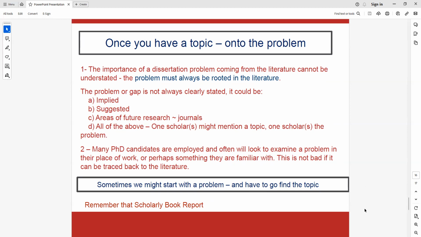The academic literature is where, when you have the topic, you will go on to the problem. We will, in another presentation, look at a problem, but I like to use the Sherlock Holmes as an example. Applied, suggested, reading between the lines, future research. Okay, but you don't find the problem until you settle on the topic. And again, another presentation will look more at this.